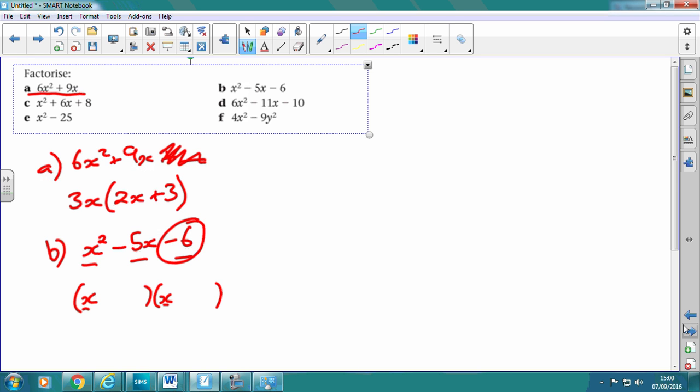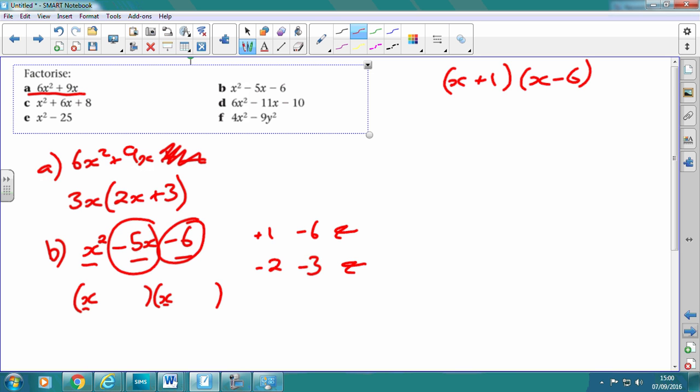So if we're going to multiply 2 things together to make 6, it's either going to be 1 and 6 or 2 and 3. But then we've got to use either this pair here or this pair here to make the thing in the middle, which is minus 5. We can use both of these pairs to make minus 5. We can have positive 1, take away 6, and that's going to make minus 5x. Or we can have minus 2, take away 3, and that's going to make minus 5x. Let's have a look at both answers. We're either going to have x plus 1 and x minus 6, or we're going to have x minus 2, x minus 3. Now, one of these answers is correct, and one of these answers is incorrect.